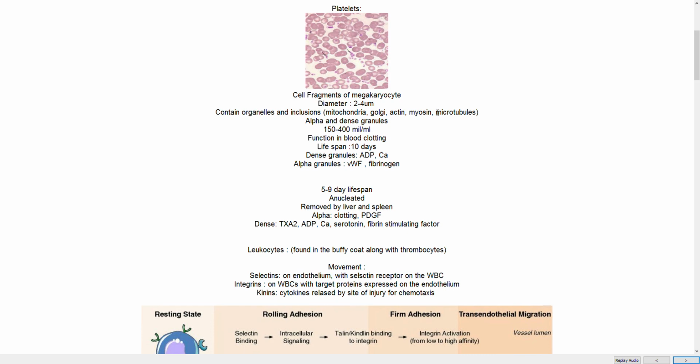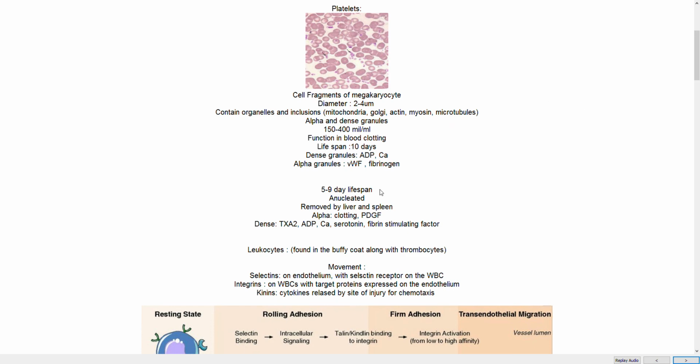These platelets have very important blood clotting functions. They release von Willebrand factor and fibrinogen, which aid in the blood clotting process. I'll be doing a blood clotting video soon, and I'll go into the functions of these two factors in more detail then. The lifespan of a platelet is around 10 days.